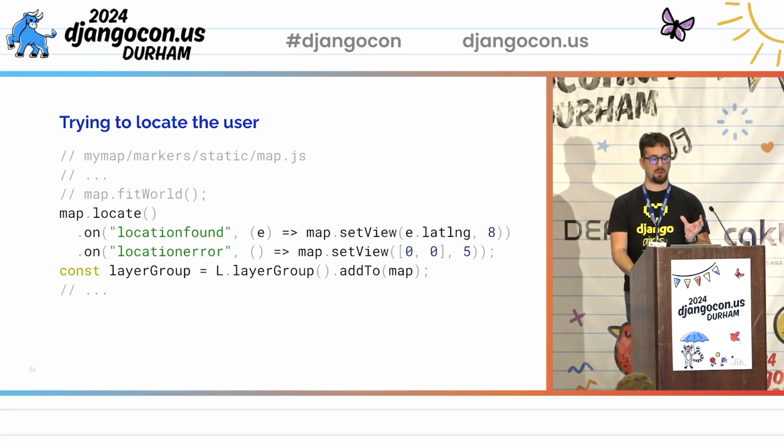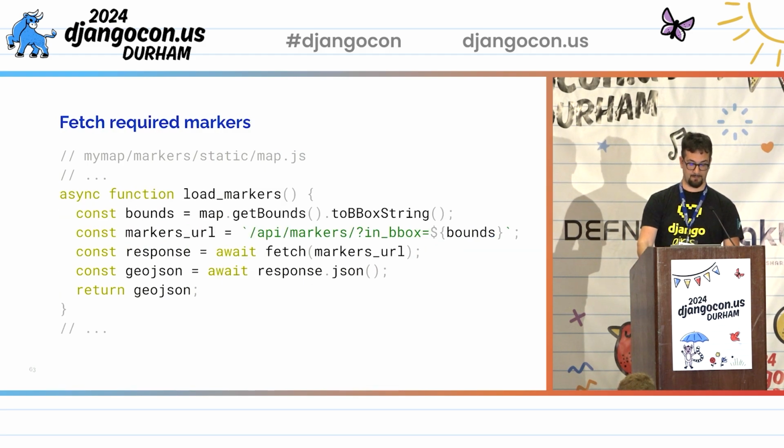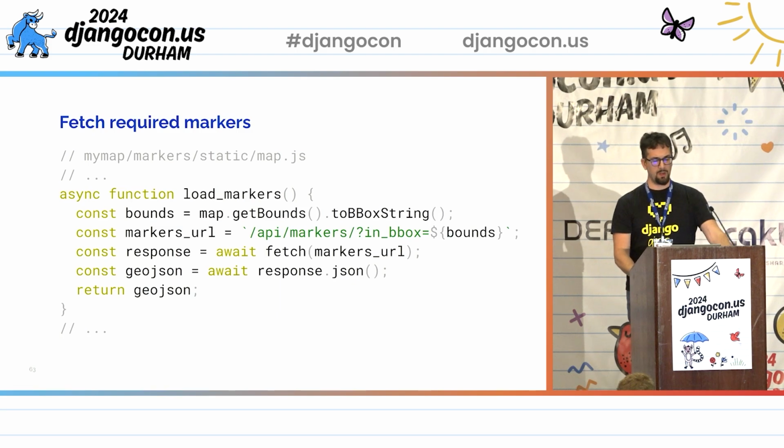And we also create a layer group in the map that we'll use in a bit. We now load the markers, fetching the GeoJSON representation from our endpoint, which will return only the markers of the specified displayed area that we can provide using the bounding box string.